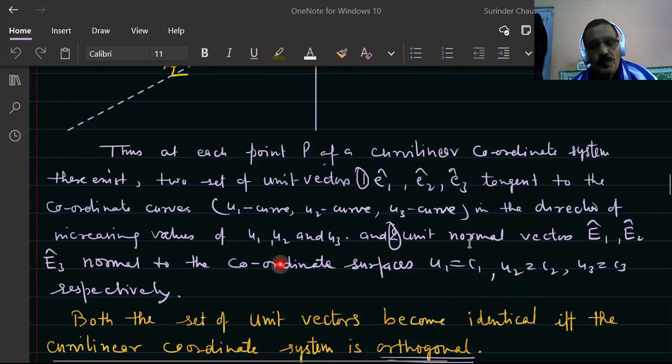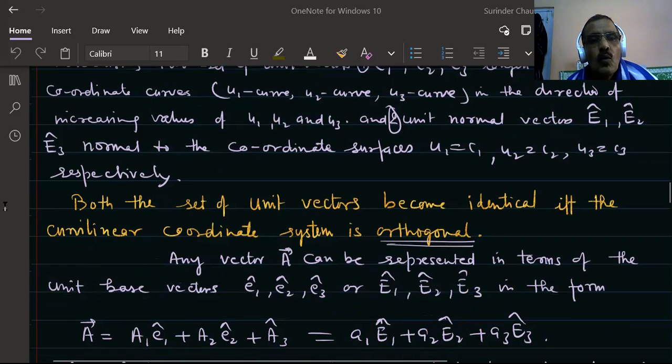So at any point we have two sets: one is tangential, the other is normal, at the same point. When will both sets of unit vectors become identical? They will be the same if the curvilinear coordinate system is orthogonal. If e1, e2, e3 are mutually orthogonal to each other, then both will coincide. If they both coincide, the curvilinear coordinate system is orthogonal.